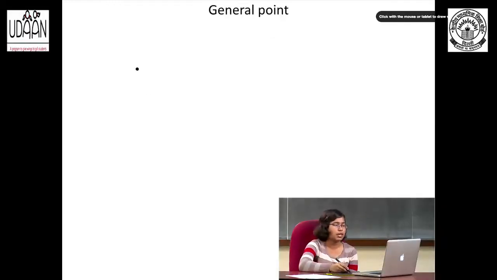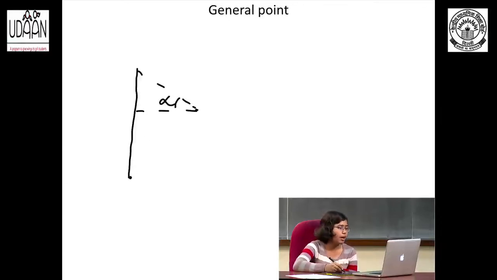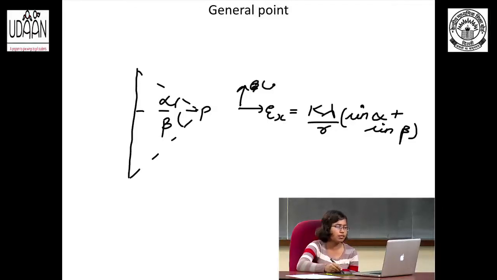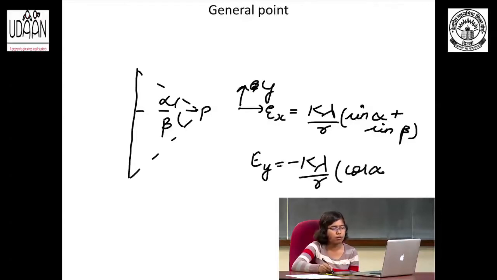Now let us consider the case of a general point. Suppose we have a wire and there is a point which is making an angle of alpha with one end of the wire and an angle of beta with the other end of the wire. So the electric field here in the x direction would be equal to k lambda by r (sin alpha plus sin beta). And the electric field in the y direction would be equal to minus k lambda by r (cos alpha minus cos beta).